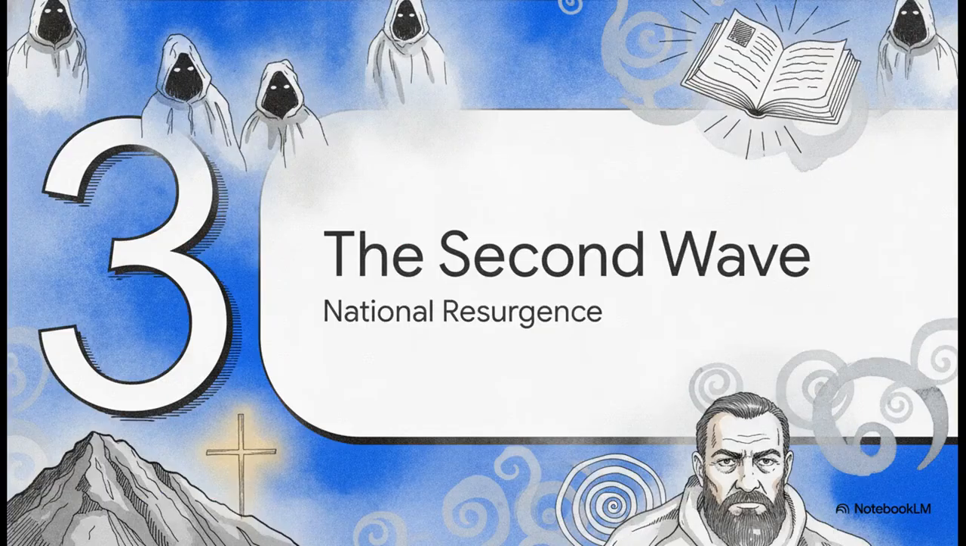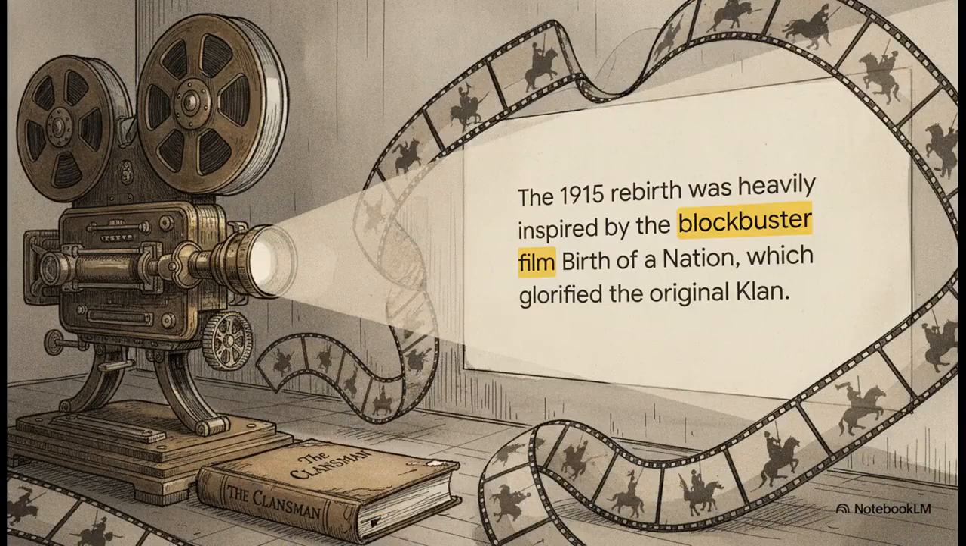Section 3. The second wave and their national resurgence in the 1920s. Flash forward to November 1915 atop Stone Mountain, Georgia. A preacher named William Joseph Simmons kicks off a massive revival. But the craziest part about this is what sparked it. They were heavily inspired by a blockbuster Hollywood movie called The Birth of a Nation.